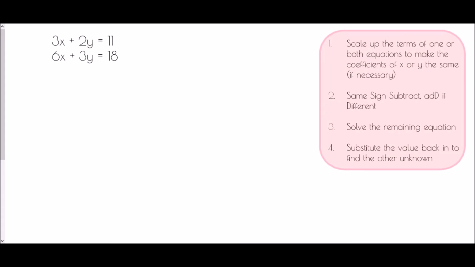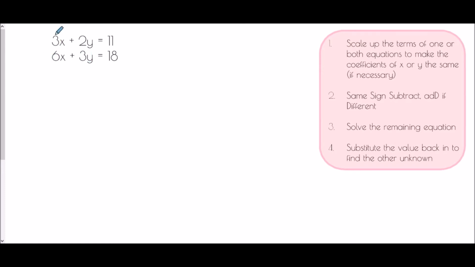Okay, so we're going to do the same again. Step 1, scale up the terms of one or both equations to make the coefficients of x or y the same if necessary. Well, let's have a look. In this case, I've got 3x and 6x, so they're not the same. And I have 2y and 3y, so they're not the same. So at this point, we actually have to make a decision. How are we going to go about scaling up the equations?